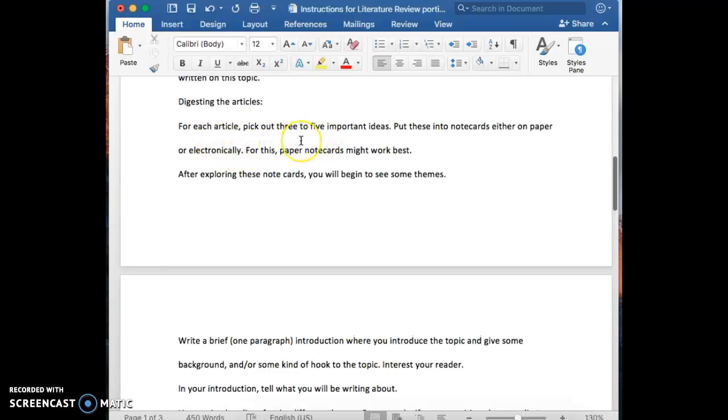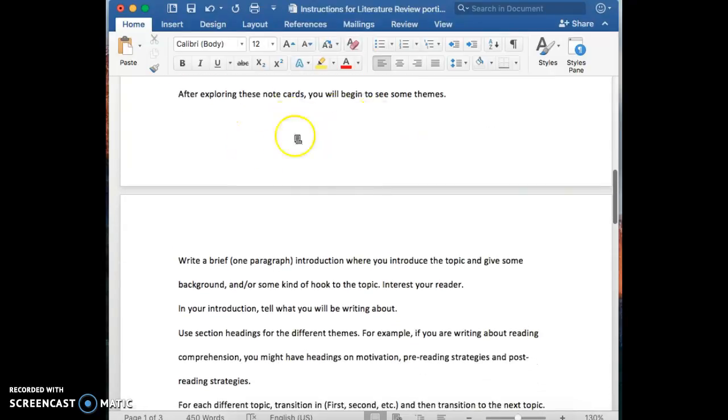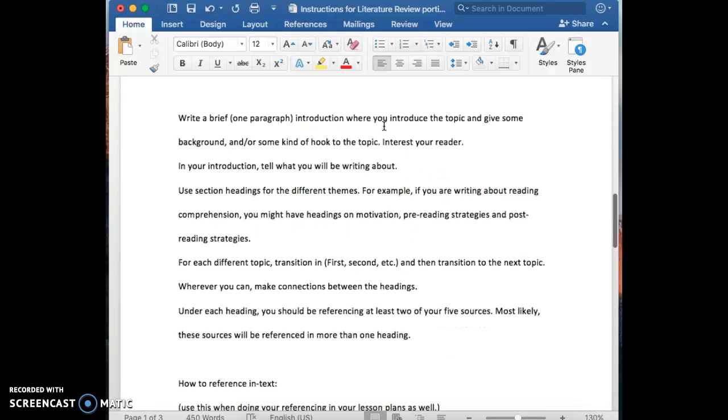So for each article, I want you to pick out 3 to 5 important ideas and put these onto note cards. You can do this electronically or you can do it on paper. For this project, I would use paper, I think, because you can move them around and actually see what it is that you want to see with your themes. So after exploring the note cards, you'll begin to see some themes. And now you're ready to begin to write.